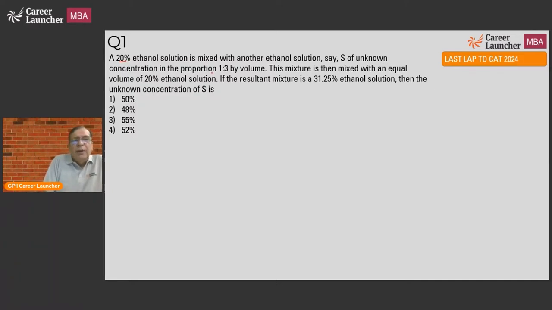A 20% ethanol mixture is mixed with another ethanol solution, say S, of unknown concentration, in the proportion of 1:3 by volume. This mixture is then mixed with an equal volume of 20% ethanol solution. If the resultant mixture is 31.25% ethanol solution, then the unknown concentration of S is what? This is a round 1 question.